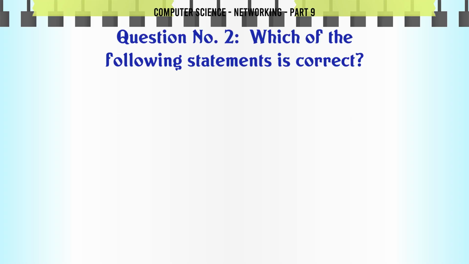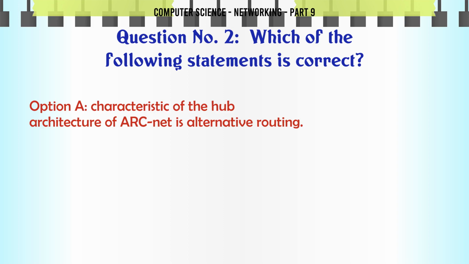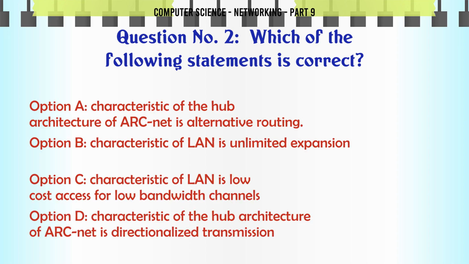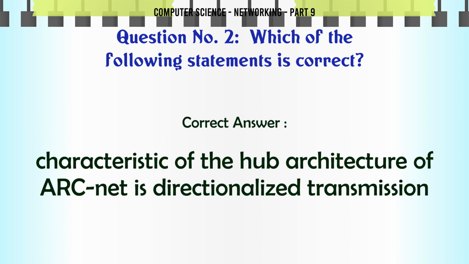Which of the following statements is correct? A. Characteristic of the hub architecture of ArcNet is alternative routing. B. Characteristic of LAN is unlimited expansion. C. Characteristic of LAN is low-cost access for low-bandwidth channels. D. Characteristic of the hub architecture of ArcNet is directionalized transmission. The correct answer is characteristic of the hub architecture of ArcNet is directionalized transmission.